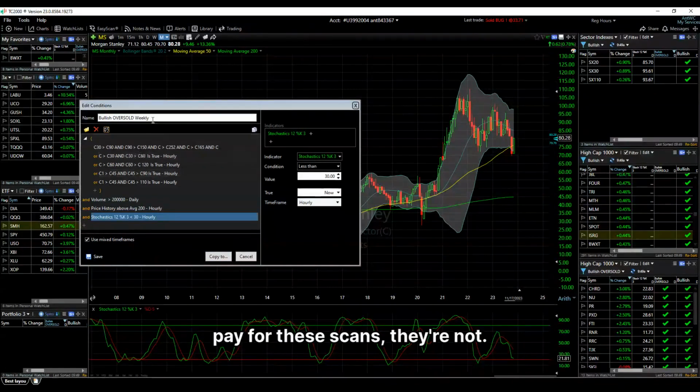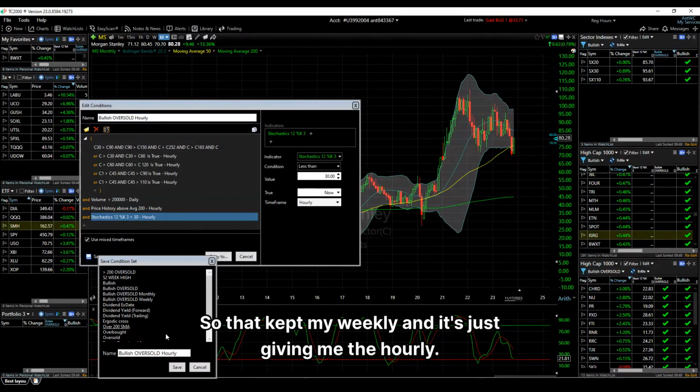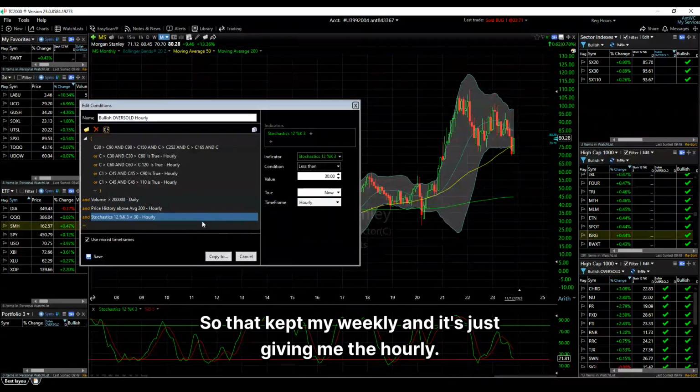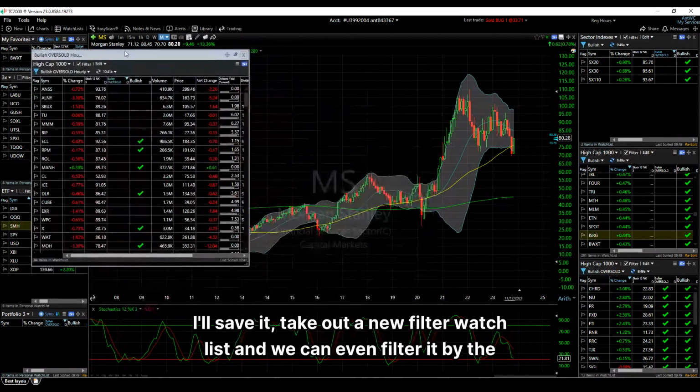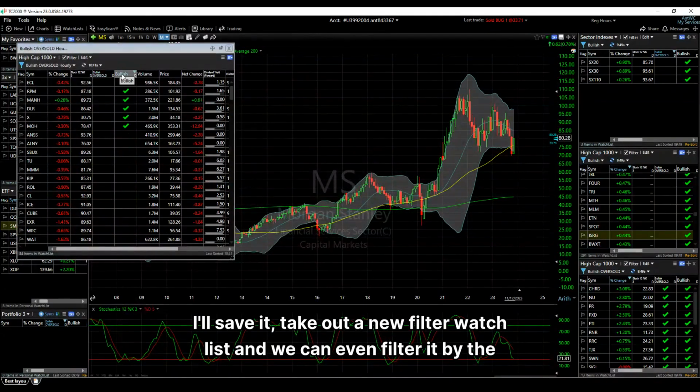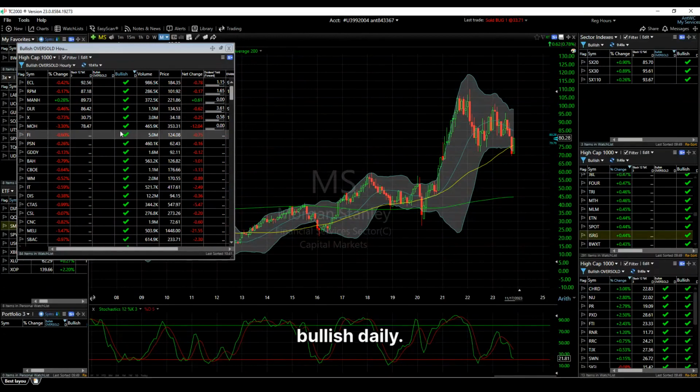pay for these scans. Now I'm going to change this. This is all you got to do. All right, so that kept my weekly, and it's just giving me the hourly. I'm going to save it. Take out a new filtered watch list. And we can even filter it by the bullish daily.